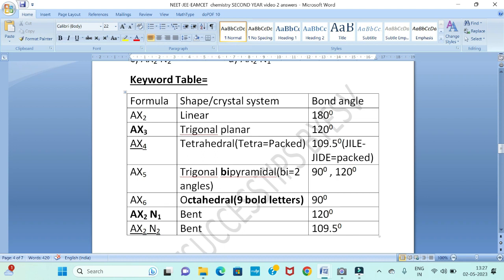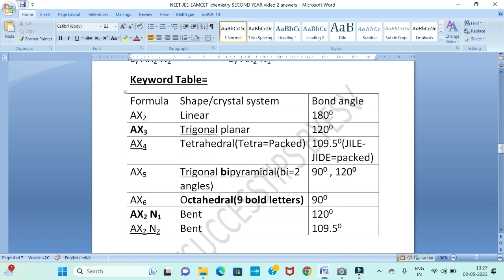Trigonal bipyramidal. Pyramid is triangle shape. So 120 times 3. Next again 90 times 4. First times 3, next times 4. So bi means 2. Two angles you have to take. You have to remember 90 degrees, 120 degrees.